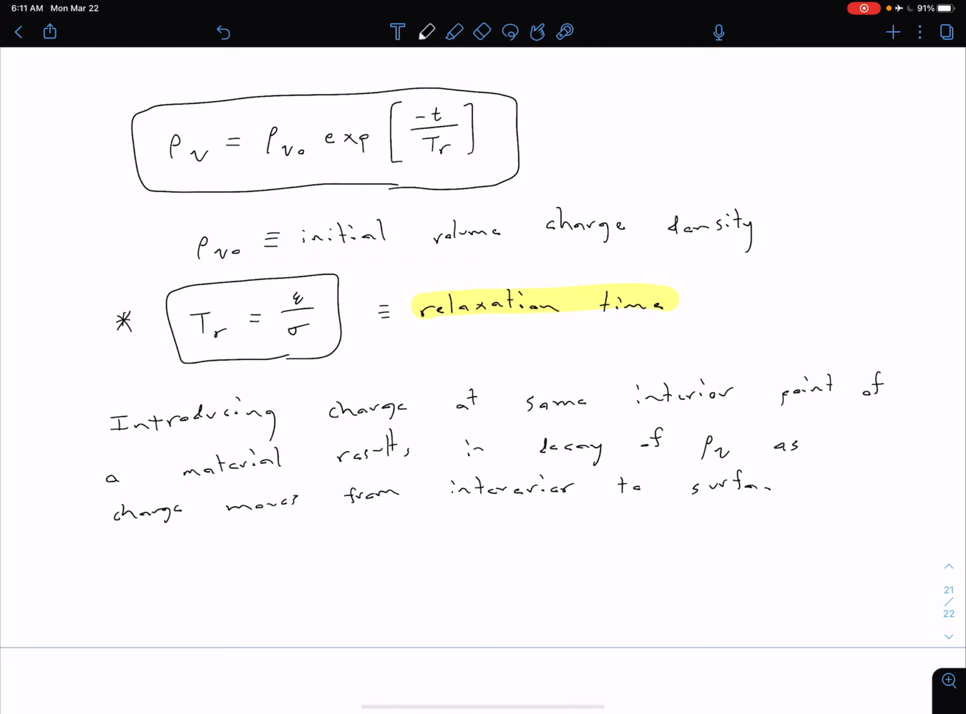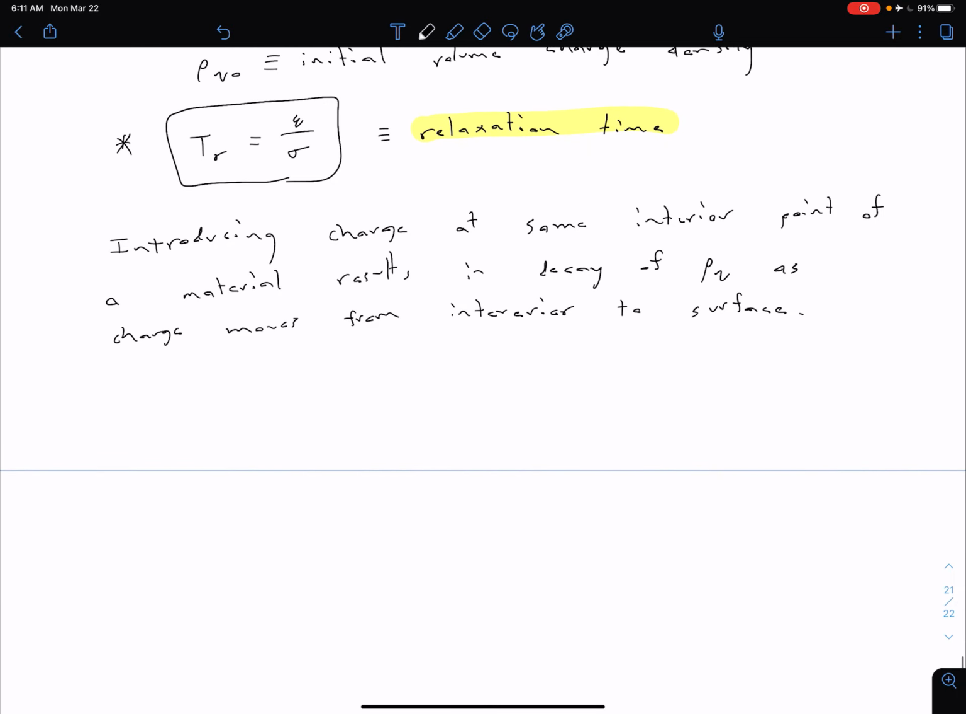We can see that from the equation, of course, because we have this negative in our exponential for our rho v. Initially it's equal to whatever our initial charge density is, and then it's decaying towards 0. And where is that charge going? Well, if our volume charge density is going to 0, then our surface charge density is increasing, inversely proportional to that.